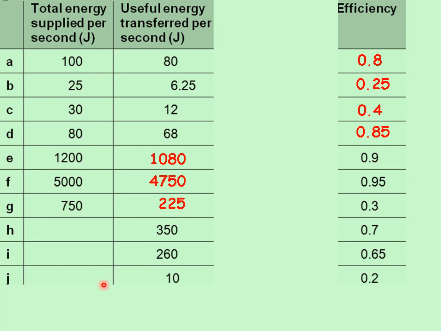For the total energy supplied, we are trying to work out the total energy supplied, which is on the bottom of the equation. So what we do here is we divide the useful energy by the efficiency. So for H, you end up with 500, for I, you end up with 400, and for J you end up with 50. So that makes sense because the total energy supplied is always going to be greater than the useful energy that is transferred.